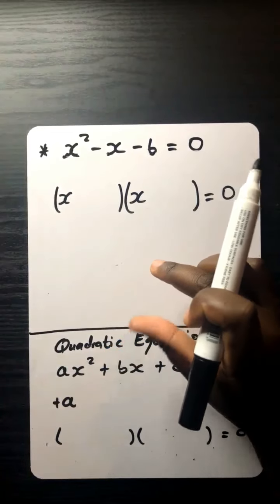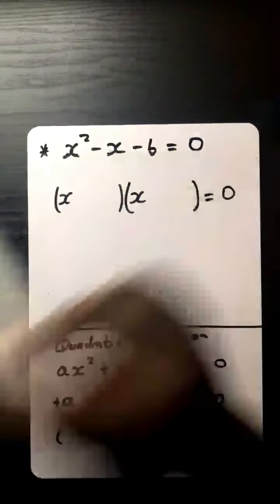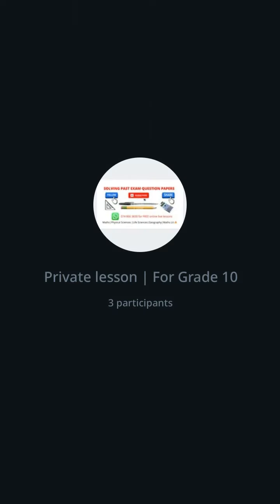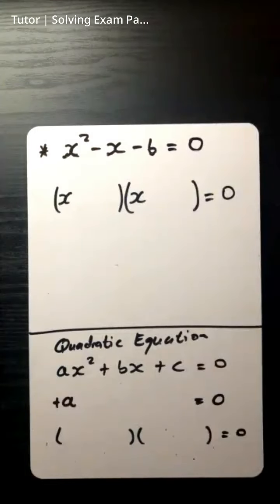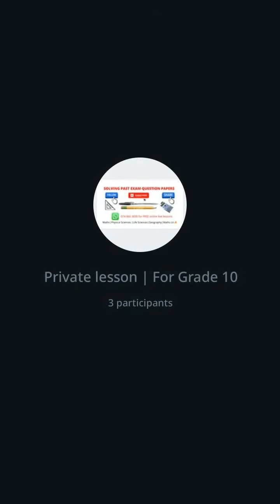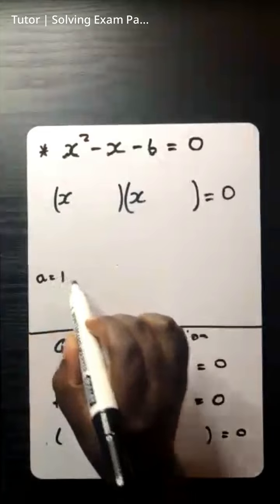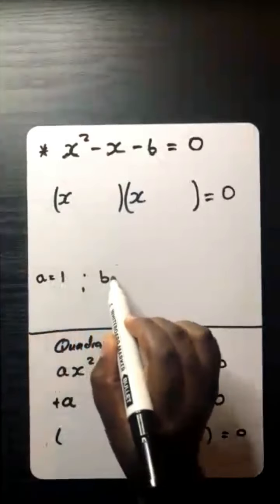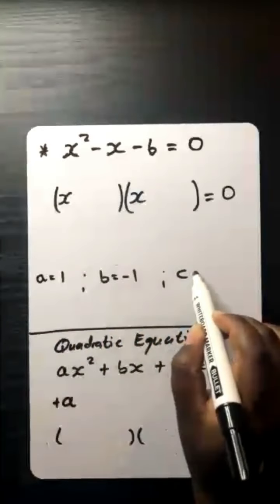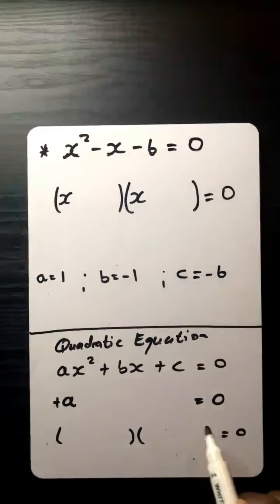Then every time when you hear the word value, Shreyas, it refers to a number. So for example, what is your b value, Shreyas? -1. Then what is your a value? +1. What is your c value? -6. 100%. So we've got our a value being +1, our b value being -1, and our c value being -6.